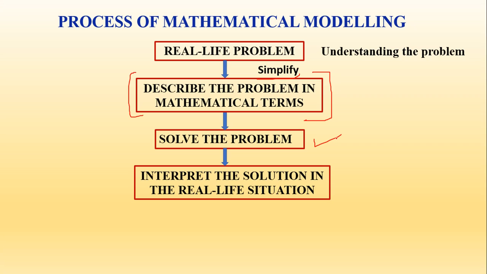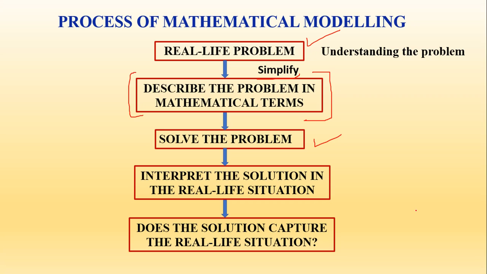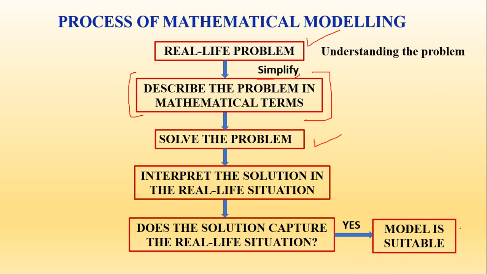The solution which we obtained in the previous step is now looked at in the context of the real life situation that we had started with in step number 1. Now the last step is validation. So now, validating the model. If we go back to the original situation and see if the result of the mathematical work makes sense, then we use the model until new information becomes available or assumptions change.